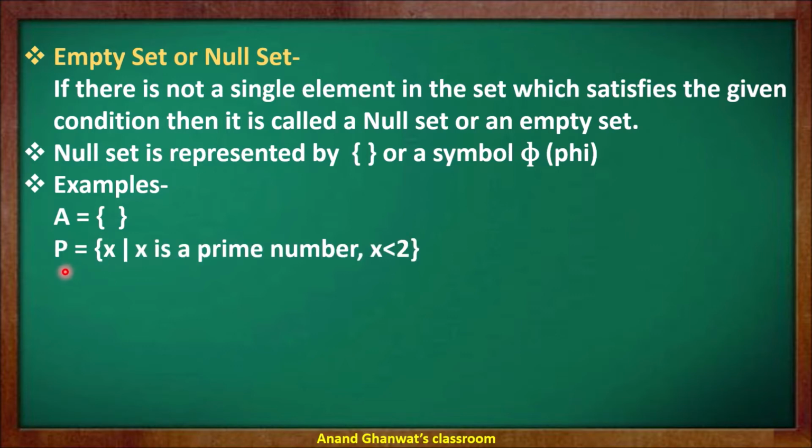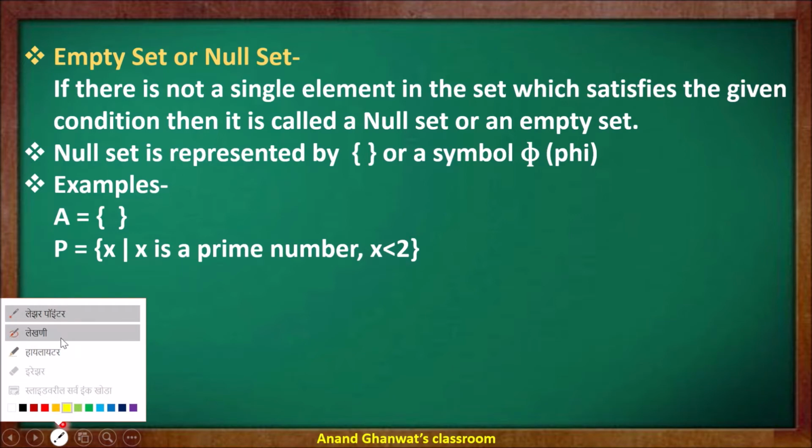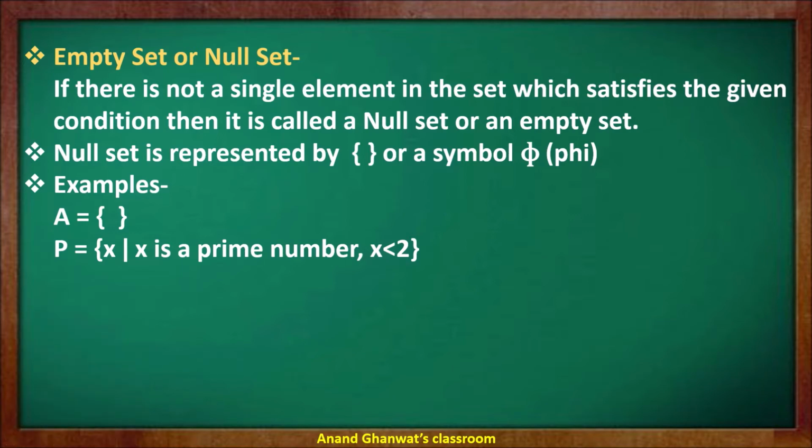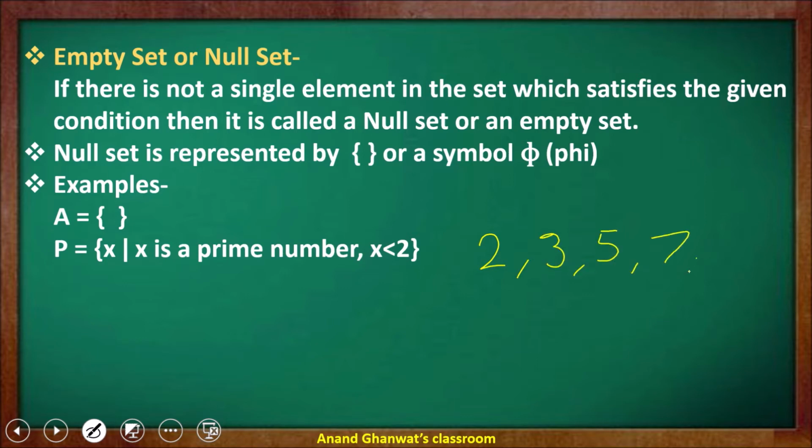Another example, P is the set of all x such that x is a prime number and x is less than 2. Now can you find any element which satisfies the given condition? Let us see. We know that prime numbers start from 2. So 2, 3, 5, 7, 11 and so on. These are the prime numbers. But we want the prime number which is less than 2.